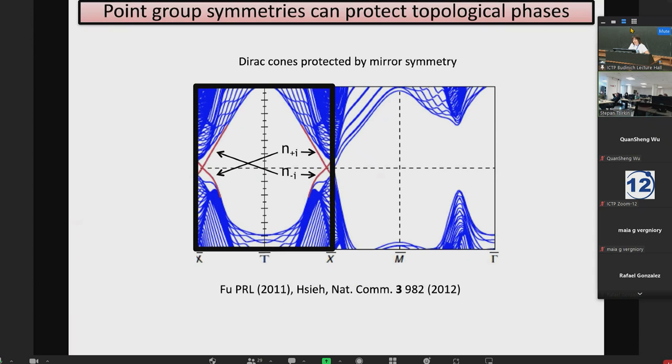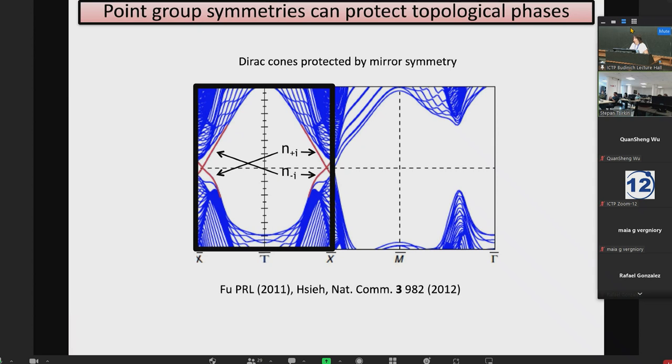Later on, it was discovered in 2011 by Liang Fu that point group symmetries can also protect topological phases. This was the case of the mirror Chern insulator in tin telluride. If we have mirror symmetry in a system, we're going to have different mirror planes, and in each mirror plane our bands are going to have the eigenvalues of the mirror operation. So if we define a subspace for each eigenvalue of the mirror symmetry, plus or minus i if we have spin-orbit coupling, or plus minus one if we don't, we have a two-dimensional block diagonal Hamiltonian, and in this block we can define a Chern number.